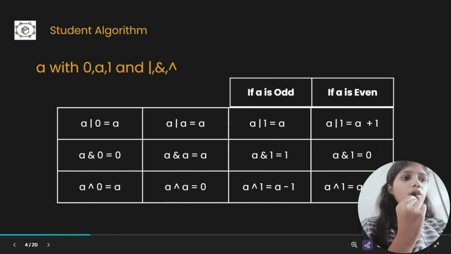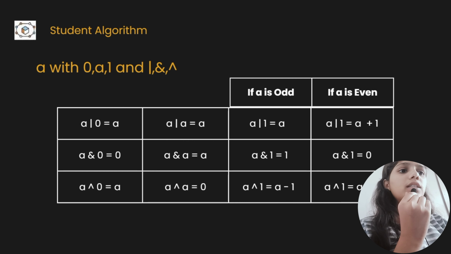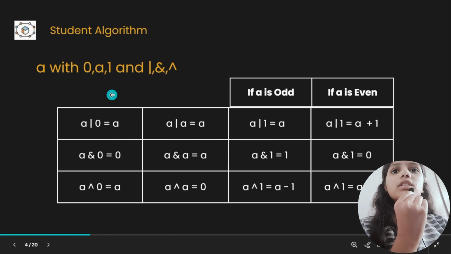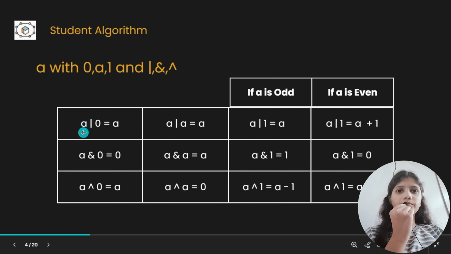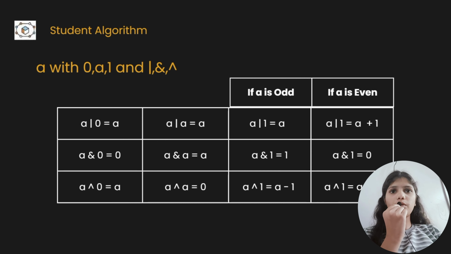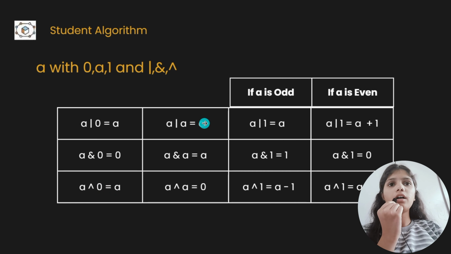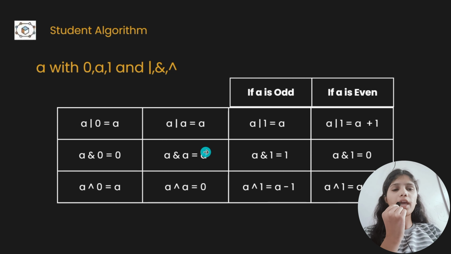So for the entire revision, we'll just revise it and then we'll move on, right? Firstly, we have seen A OR 0 is equal to A, A AND 0 equals 0, A XOR 0 is equal to A, and then A OR A equals A, A AND A is equal to A, A XOR A equals 0. And for 1, when we perform the operation with 1, there will be two different results, if A is odd and if A is even.